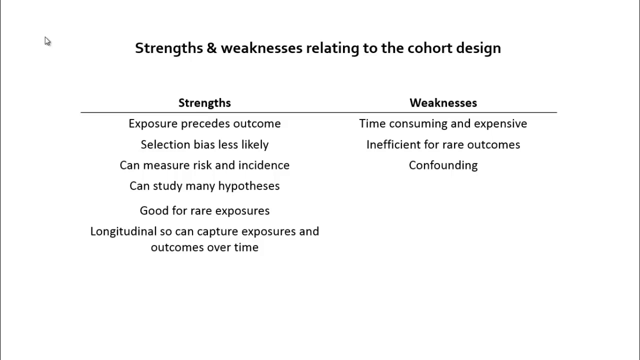And cohort studies are inefficient for rare outcomes. So if the outcome's rare, we'd need a really large sample size to capture enough people with the outcome. So for instance, consider studying an outcome that has an incidence of only 1% using a cohort study. Just to get 100 people with the outcome, we'd need to recruit 10,000 participants. And lastly, of course, confounding, always something to consider with observational design.